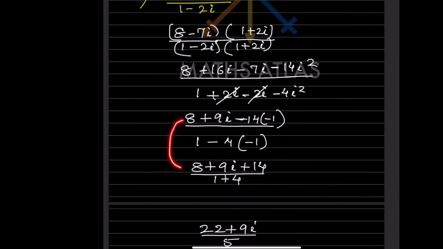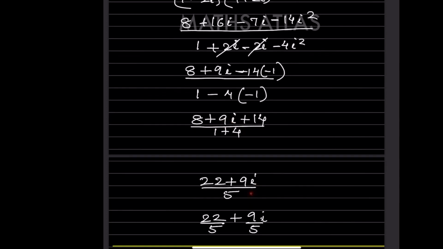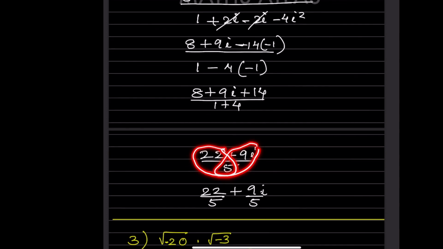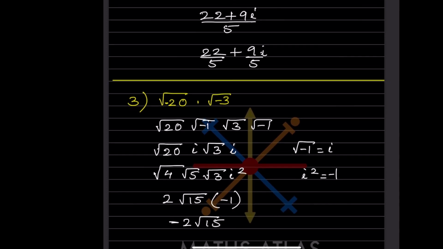So now what will you write here? 8 plus 9i. This will be plus 14. And this minus minus becomes plus. So 1 plus 4. So now what will you write here? This will be 22 plus 9i divided by 5, because you want it in the form of a plus bi. So now you are going to divide this separately: 22 by 5, and when you divide this one, that also, 9 by 5i. Now can you see here, this is in the form of a plus bi.